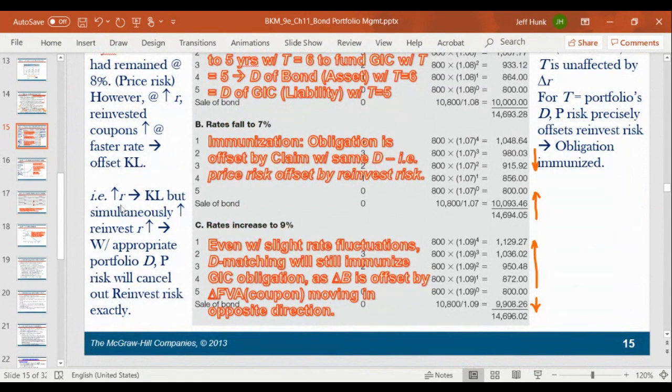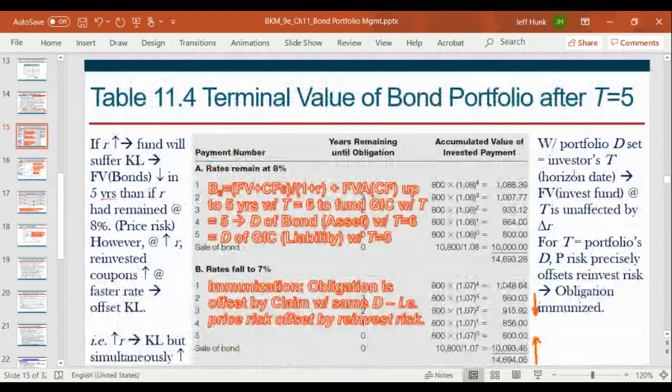In other words, an increase in rate will lead to a capital loss, but simultaneously the reinvestment rate will go up. So with appropriate portfolio duration, price risk will cancel out reinvestment rate risk. With portfolio duration set equal to the investor's time horizon, the future value of the investment fund at T is unaffected by the change in interest rate. For maturity equal to portfolio's duration, price risk precisely offsets the reinvestment risk, and the obligation is immunized.